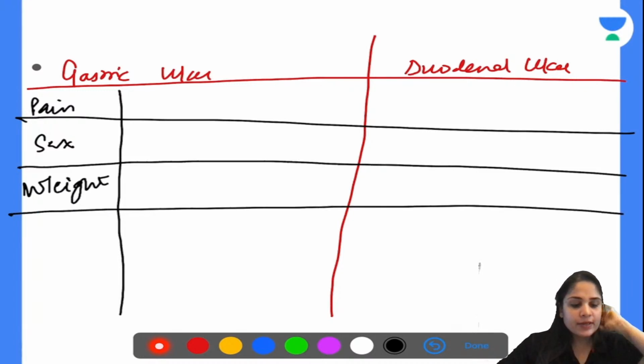Okay, so when do you get the pain? Yeah, very good. I want you guys only to answer. So, a student is saying in gastric ulcer you get pain after food intake. Very good. So, on eating, you get pain.